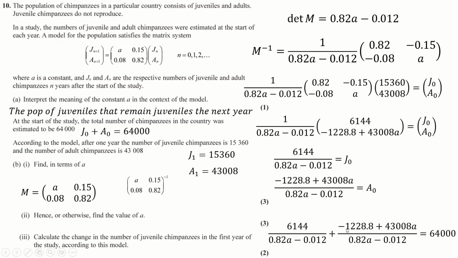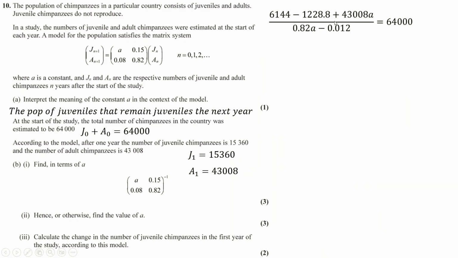The denominator is the same, so I'll just bring these together straight away. And then I'll just do a lot of regular math stuff, and you eventually get this. So A is 0.6. That's the most work I've ever done for 3 marks. But A is 0.6. That's fine.